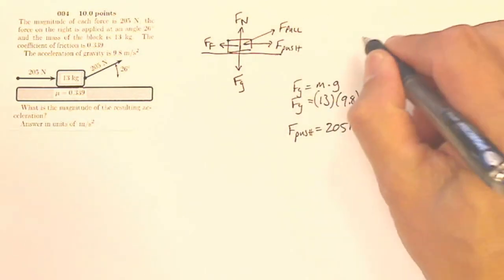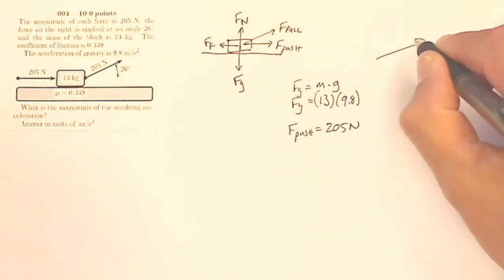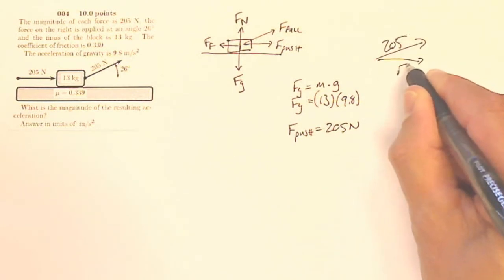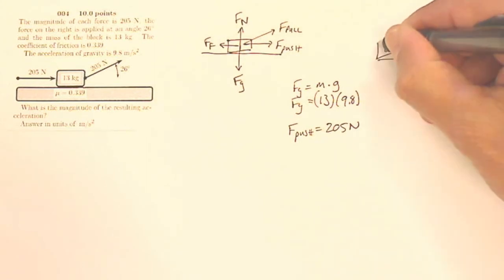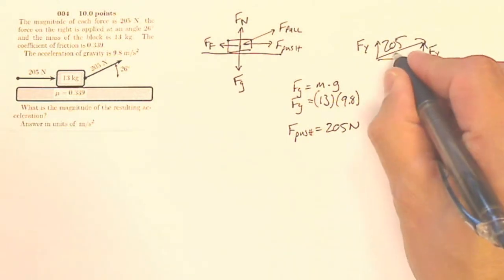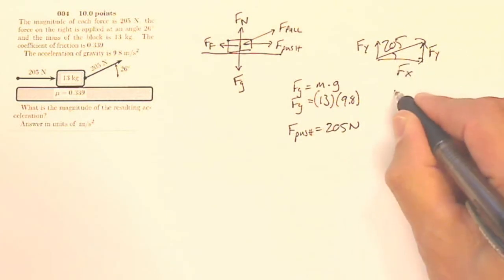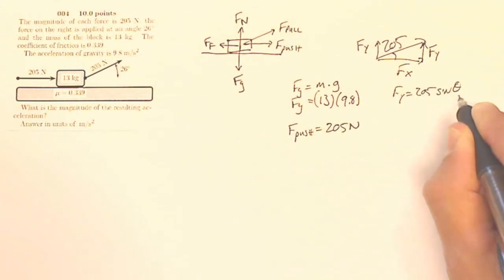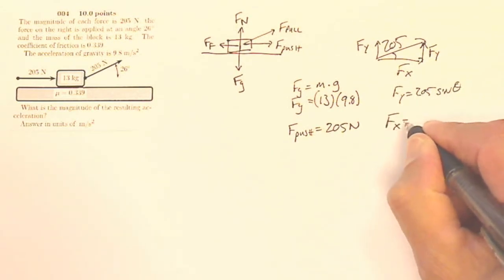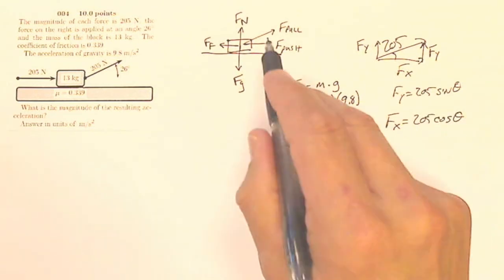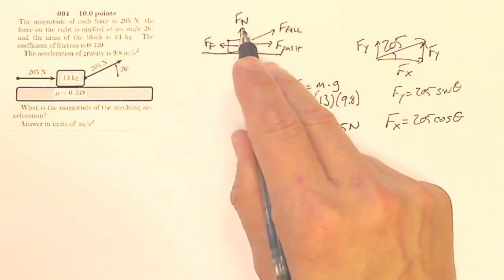So this pull force is coming up at an angle. Let me draw that over here. That's my pull force of 205 newtons. Well, that is going to break out into a force in the x direction and a force in the y direction. Now I could make that a triangle over here, and I know that if this is theta of 26 degrees, my Fy is going to be 205 sine theta, and my Fx is going to be 205 cosine theta. So now instead of F pull, I've got Fx this way and Fy this way.